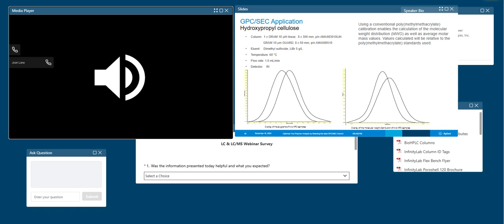As you can see from our example chromatogram and distribution plots, for our two samples, we see they are indeed of different molecular weights. With using conventional polymethyl methacrylate calibration, this would enable calculation of the molecular weight distribution as well as average molar mass values. The values that would be calculated for the two polymer samples will be relative to the standards used.